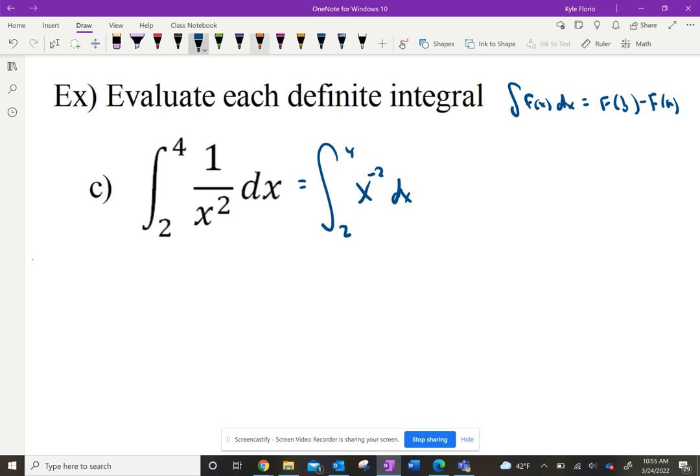which we have an antiderivative rule for. Now it's an x to some power, so it's going to be x to the n plus 1 over n plus 1. So -2 plus 1 is -1. So it's going to be x to the -1 over -1. And we're going from 2 to 4.